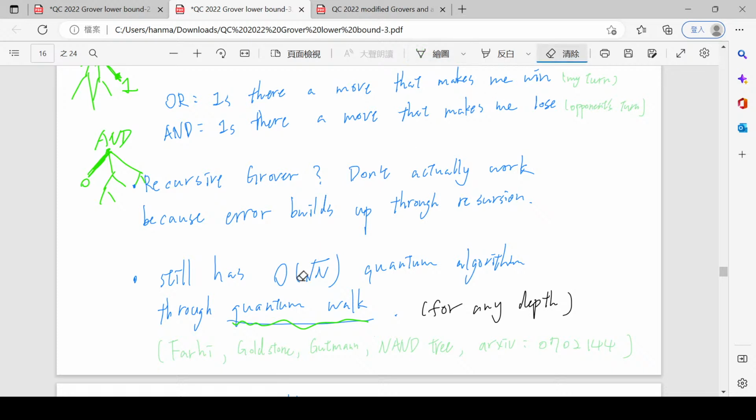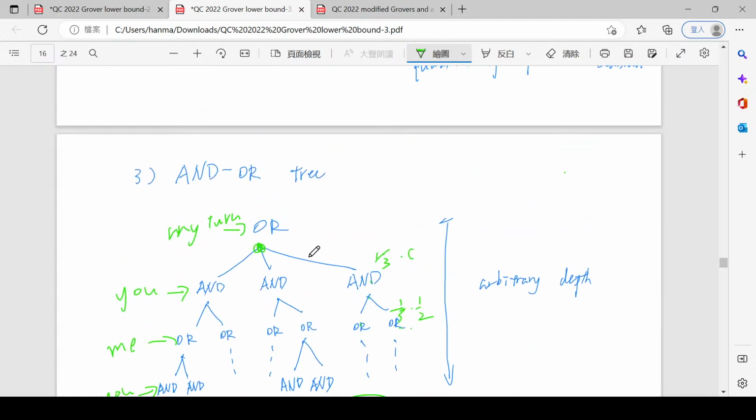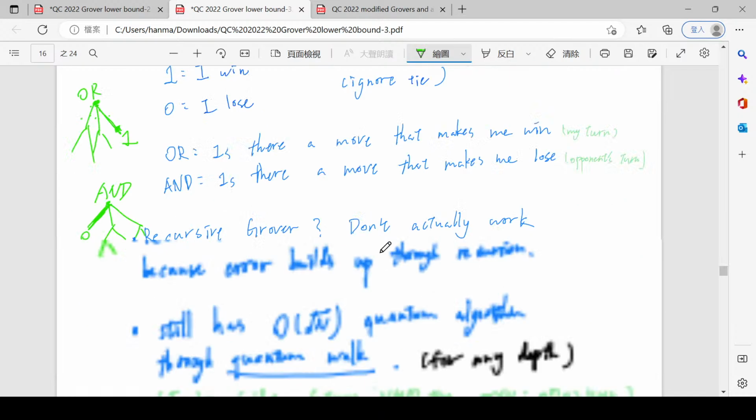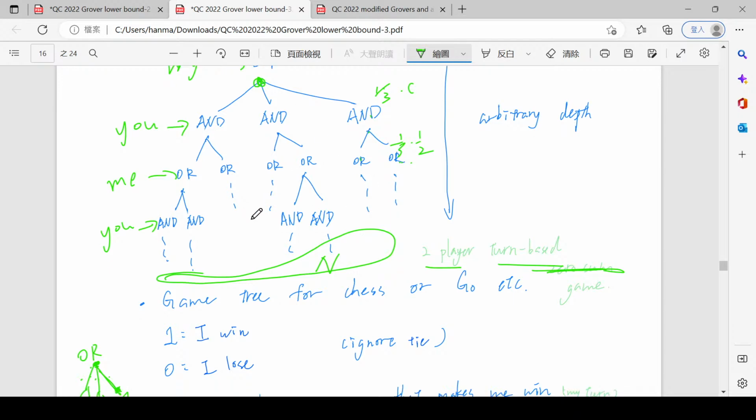Anyway, this is a really cool result. You can get this order square root N quantum algorithm through quantum walk. It will determine whether your AND-OR tree result is 0 or 1. And that works for any depth and, I believe, any structure of the tree. So you don't even need it to be balanced.